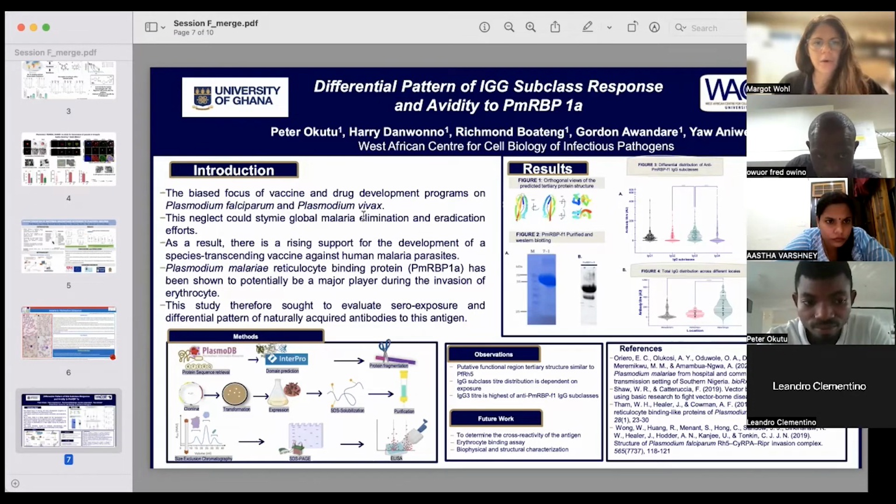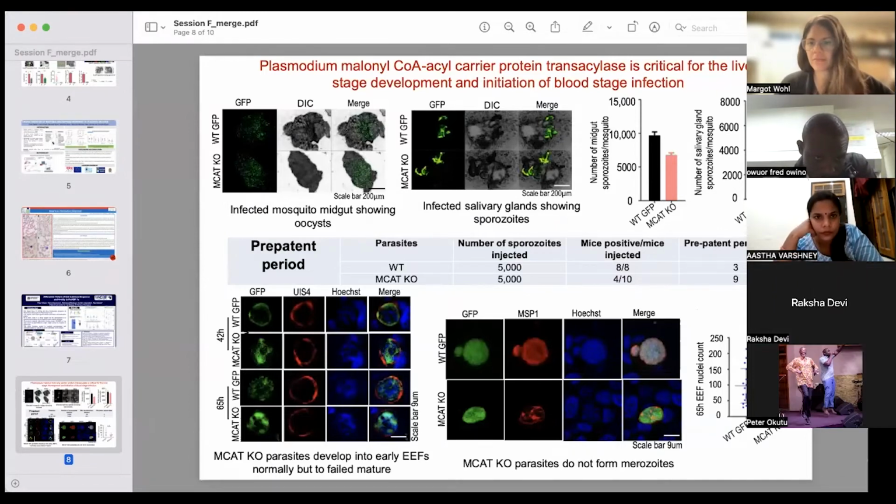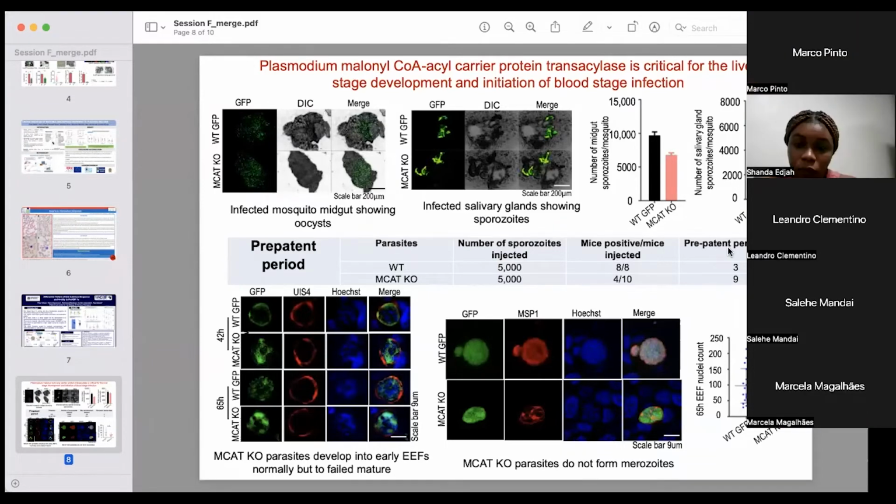Next up we have Raksha Devi. Hello, good morning, everyone. My name is Raksha, and I'm working as a research scholar under the supervision of Dr. Satish Mishra at CSIR CDRI. Today, I'm going to talk about the Plasmodium malonyl coenzyme A acyl carrier protein transacylase that is critical for the liver stage development and initiation of the blood stage infection.